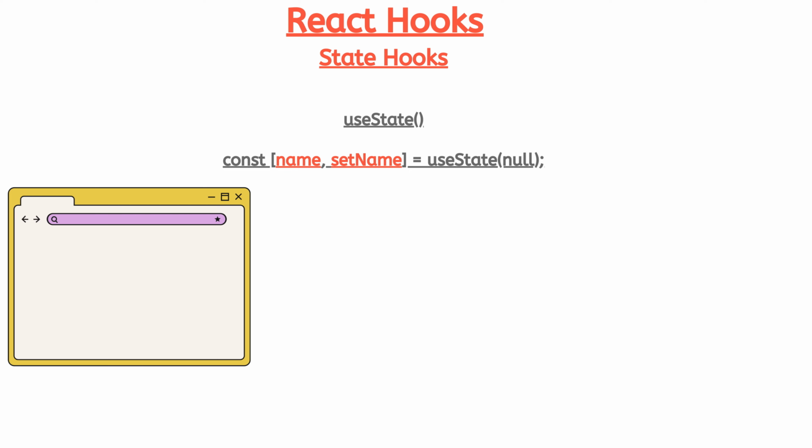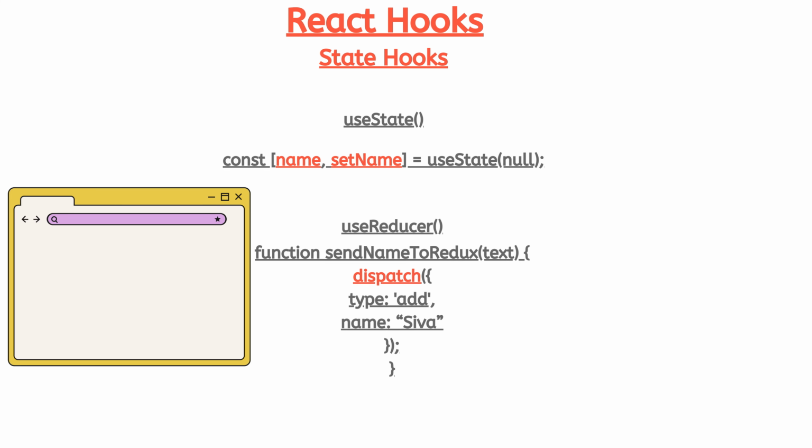The next one is useReducer. useReducer takes care of React application state management. If you want to use useReducer, whatever data you want to save, or the state, can be passed to a dispatch function, like a type and the name Shiva. When you dispatch it, it will be stored in the Redux, and whenever we want to get that data, we can get it from the Redux. So these are the two state management hooks in React.